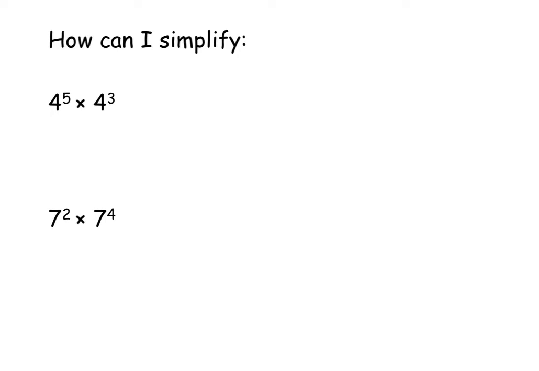How can we simplify 4 to the power of 5 times 4 to the power of 3? Well, what does 4 to the power of 5 mean? 4 to the power of 5 means that I'm going to multiply 4 by itself 5 times. So 4 times 4 times 4 times 4 times 4. All of this is 4 to the power of 5.